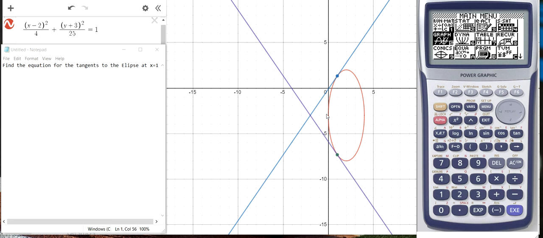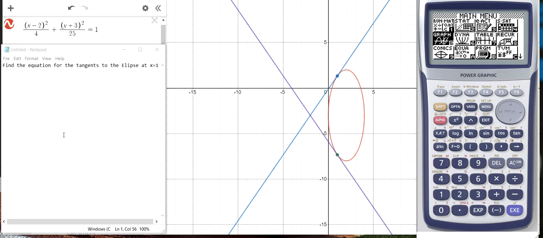It has a horizontal axis of 2 to the right, 2 to the left of center, and 5 up, 5 down from the center. That comes from here. 4 is 2 squared, 25 is 5 squared, which gives us the a's and b's of the ellipse.